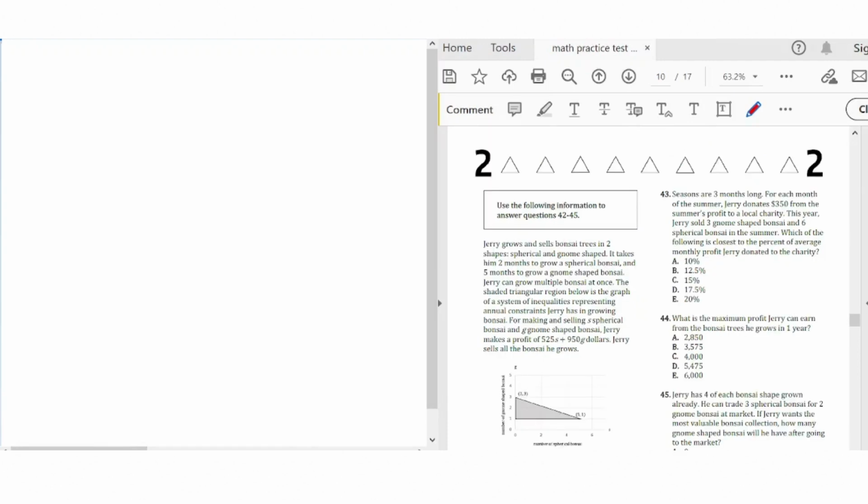Okay, looking at number 43. Seasons are 3 months long. For each month of the summer, Jerry donates $350. This year, Jerry sold 3 gnomes and 6 spheres. Which of the following is closest to the percent of average monthly profit Jerry donated?